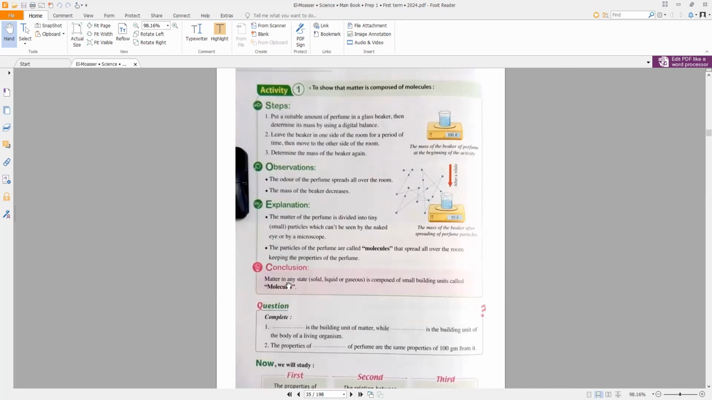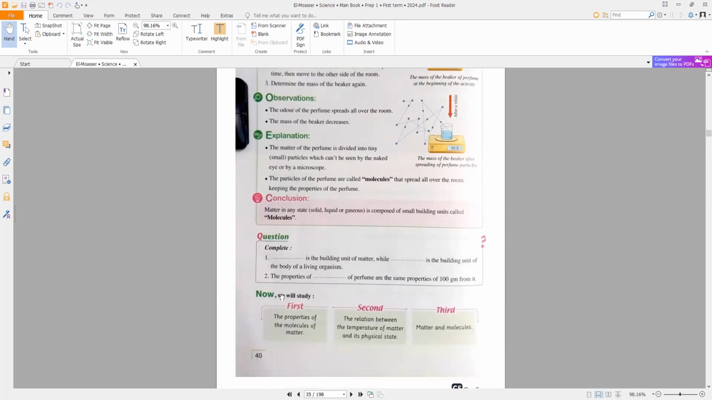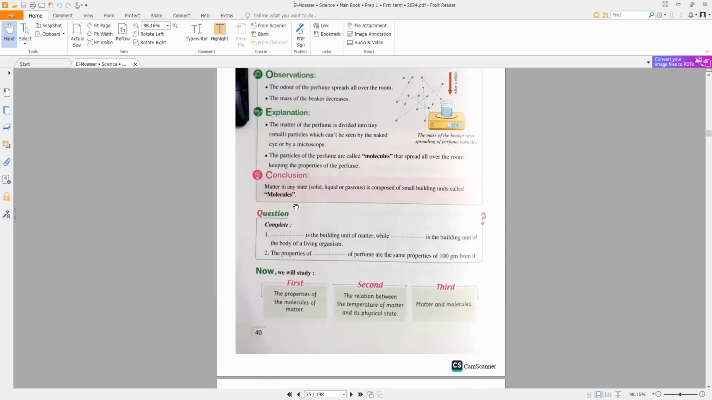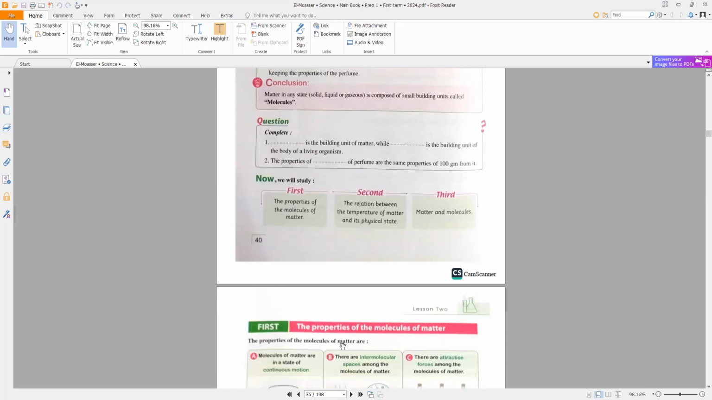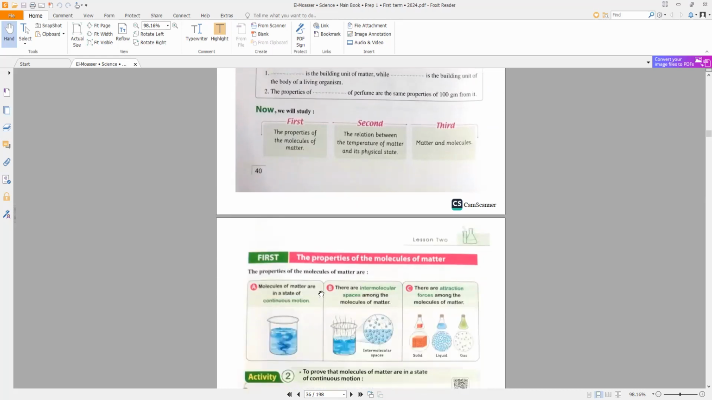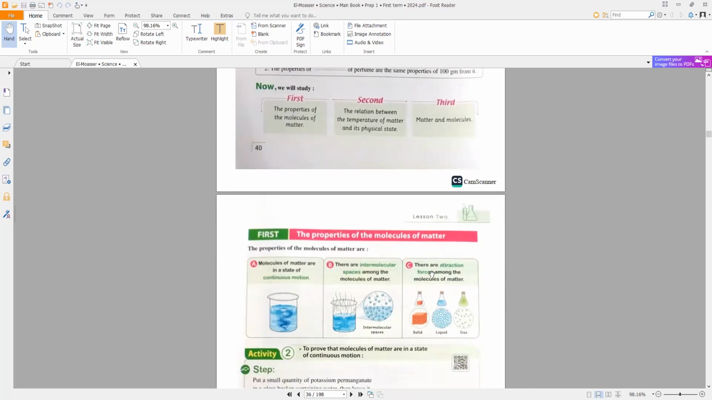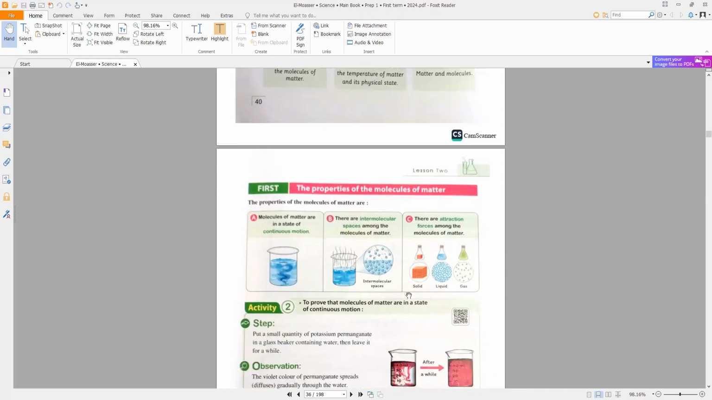And we talked about matter in any state, solid, liquid, and gas, being composed of small building units called molecules. The molecules of matter have three properties. Number one, the molecules of matter are in a state of continuous motion. Number two, there are intermolecular spaces among the molecules of matter. And number three, there are attraction forces among the molecules of matter.